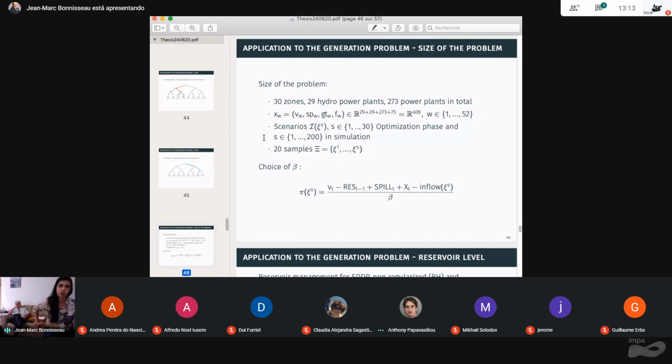Okay. It's just because, for example, when we consider the level of the reservoirs, it's one level for each hydropower plant, so 29. When you consider the spillage, it's also 29. When you consider the generation, it's 273 because it's one for each power plant. And we have 75 zones because the flows are not between power plants, they are between zones. So it's a different number. Right. Okay. So you're counting real variables that are in a given stage, as opposed to the ones that couple one time period to the next.